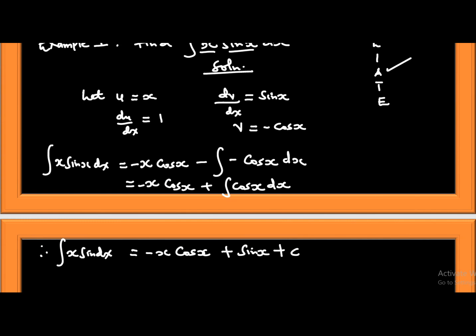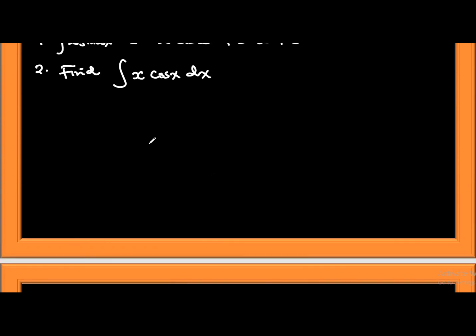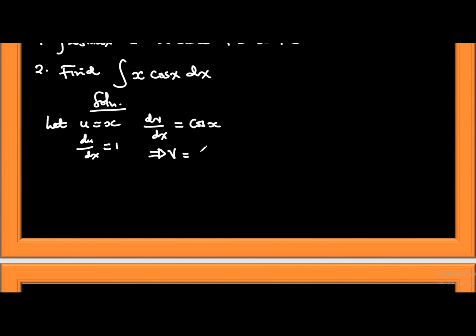The next example is we find the integral of x cos x with respect to x. We shall still use LAITE, and that means definitely in our solution we shall let u be x, du dx becomes 1, dv dx definitely becomes cos of x, and then that implies that v now becomes sine x. When you integrate cos x, you get sine x.